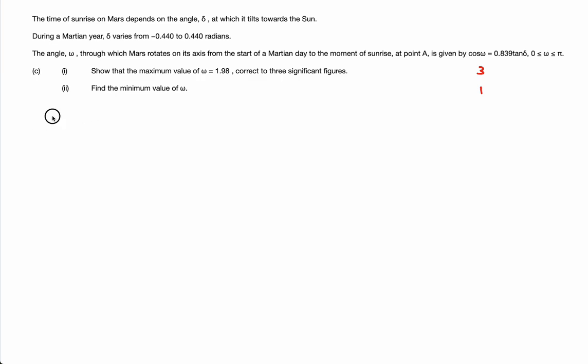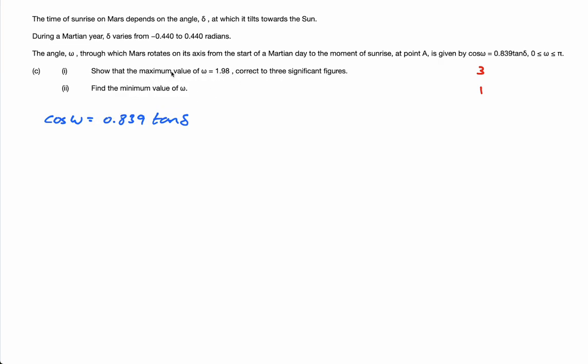Cos omega is equal to 0.839 tan delta. Omega goes from 0 to pi. Show that the maximum value of omega is 1.98.